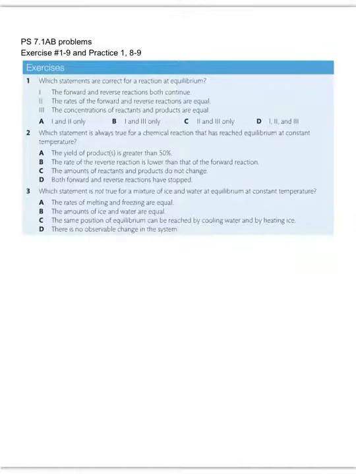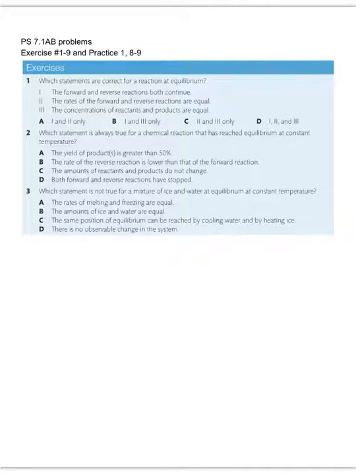Welcome. In this video, I'm going to go over the exercises and practice problems from the Brown book pertaining to the first half of Chapter 7, or what I've labeled the 7.1 AB problems. So question 1 says, which statements are correct for a reaction at equilibrium?